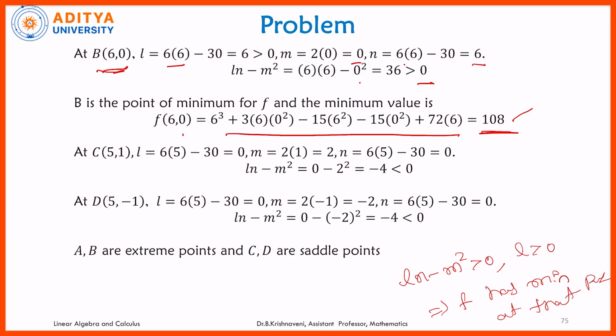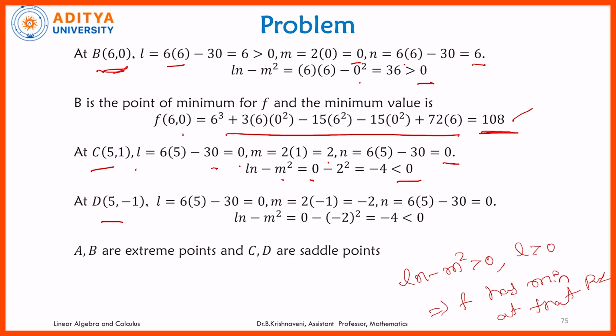So now let's verify the remaining 2 points. At C, (5, 1), find the L value: 6x minus 30, that is 6 into 5 minus 30, which is 0. M is equal to 2y, 2 into 1, which is 2. N is equal to 6x minus 30, 6 into 5 minus 30, again 0. What are the LN minus M square values? L into N, that is 0 into 0, 0, minus M square, 2 square, which is minus 4. So we are getting LN minus M square less than 0.